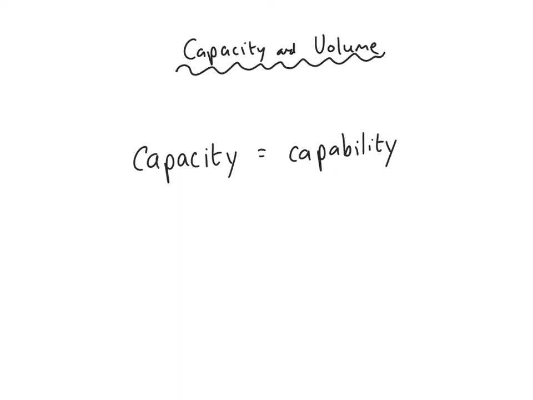So the can of Coke has the ability to hold 330 millilitres and the bottle of water has the ability to hold 500 millilitres. It doesn't mean that they always are holding that amount, but it means that that's what they are capable of. They have the capacity to hold that amount.